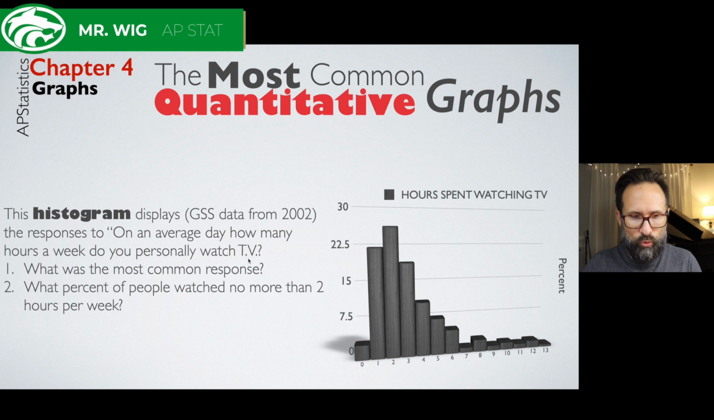If I wanted to find out what percent of people watched no more than 2, so no more than 2 would be 0, 1, and 2. And if I were to add that up, we could say this is about 25 plus 22.5 plus that. So we're looking at somewhere in the neighborhood of 50%, give or take 3%. I'm not really sure. But we can add those up, and that would tell me that around 50% of the people watch no more than 2 hours.